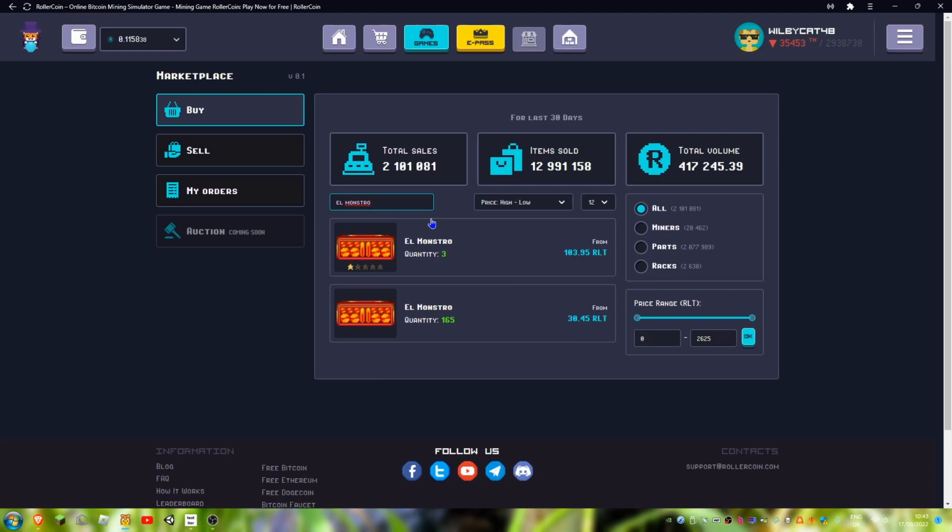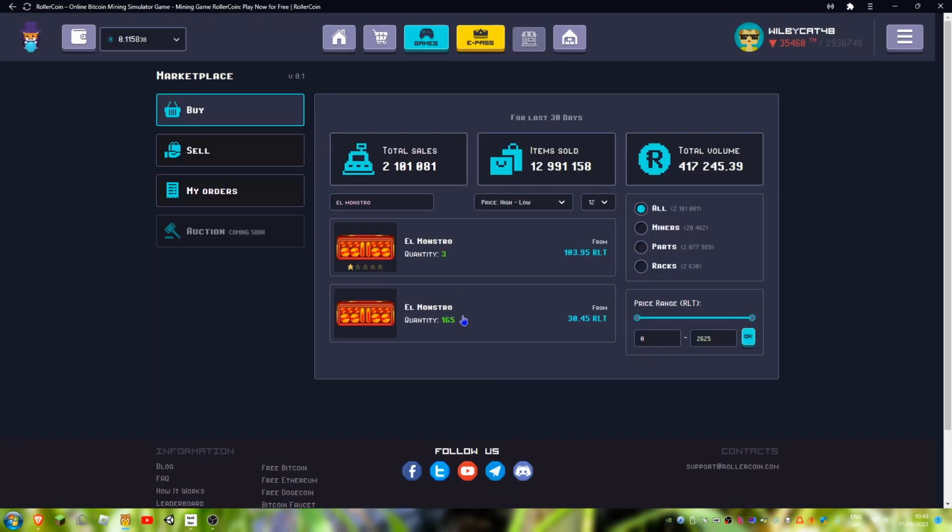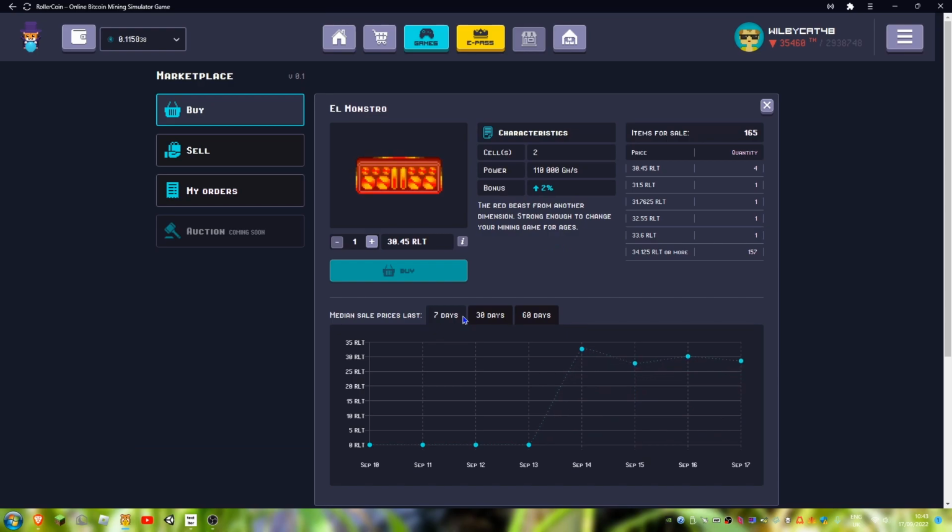The El Monstro, 30 RLT. There's another rule I have while buying miners: I wouldn't consider buying a miner unless you really, really need it for the bonus power. I'm going to use the El Monstro example again: take the hash rate in terahash divided by 3, and if that number comes out bigger than the price, that's when you should consider buying the miner.